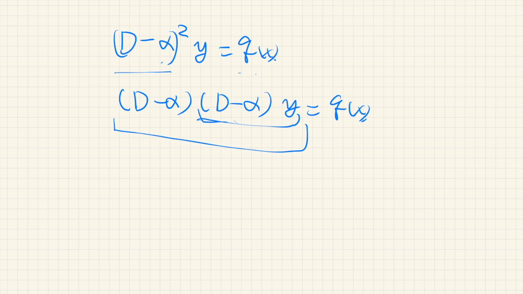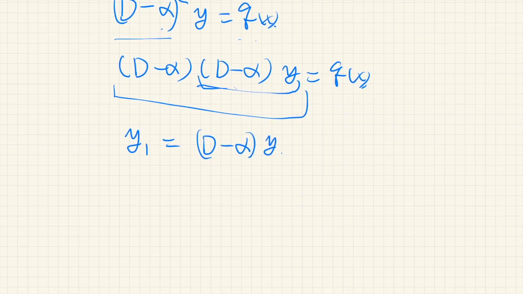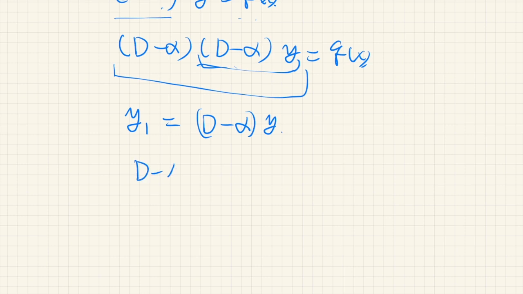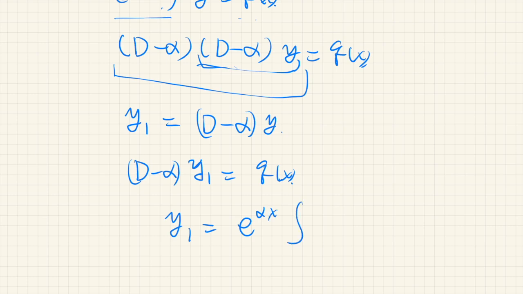Okay, so first let's define y1 as D minus alpha y. Then we have D minus alpha y1 equal to q of x. So this is solved as usual. So this will be e to the alpha x, and e to the negative alpha x, and q of x dx.